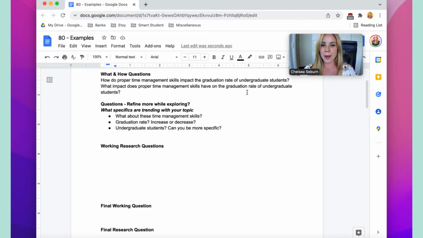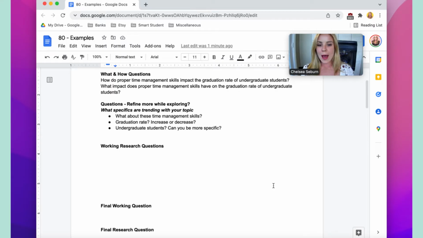And so right now you're paying attention to what's being said and really getting a feel for the direction you want to take your research. And so as you can see here, you want to keep asking yourself more questions. So when it comes to the keywords in here, let's take time management skills. What about these time management skills? Again, are they helping them graduate, or are they not helping them graduate because they don't have time management skills? By the way, graduation rate. Are we increasing the graduation rate? Are we decreasing it? Undergraduate students, can we be more specific there? Because undergraduate students, that's a pretty big pool of people to work with.